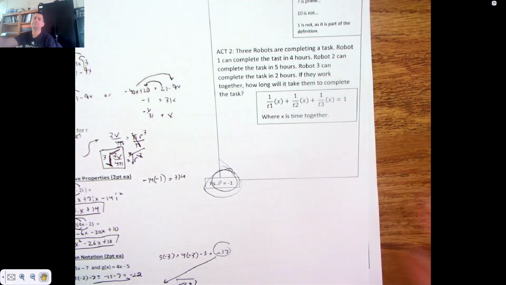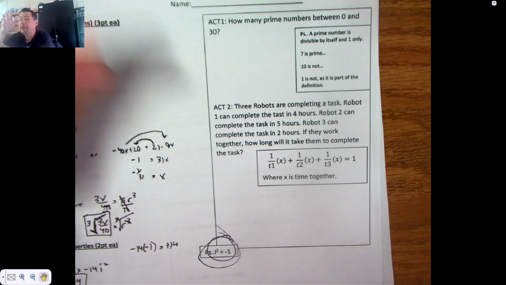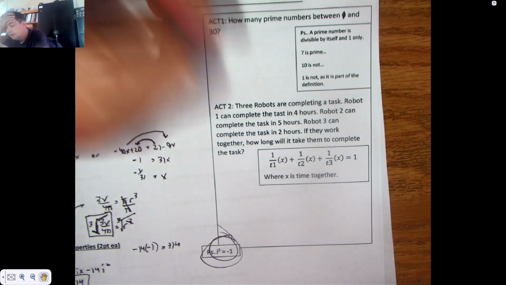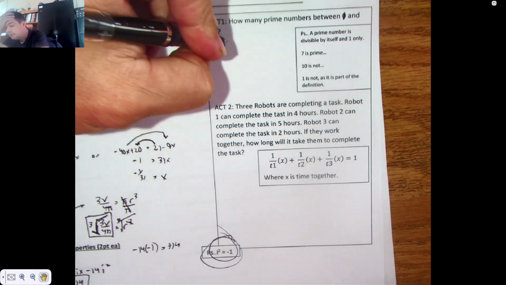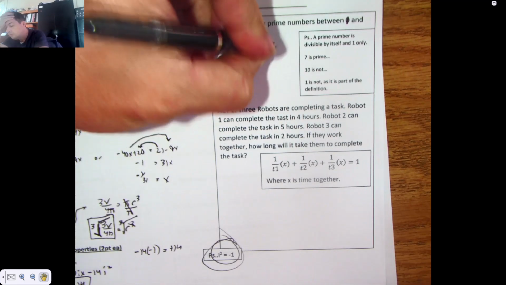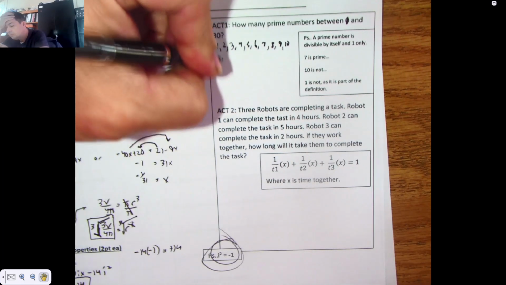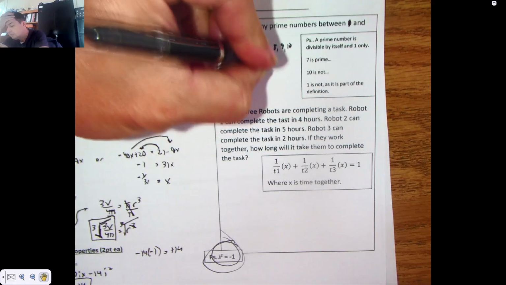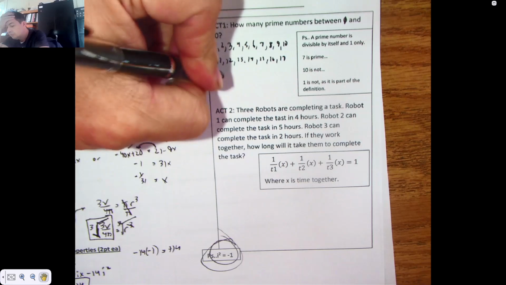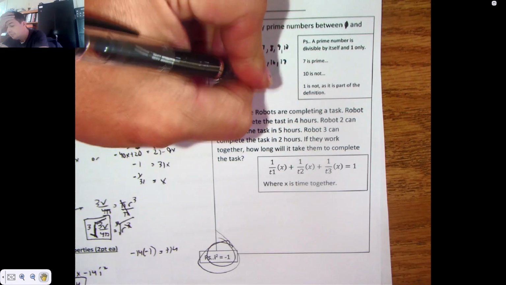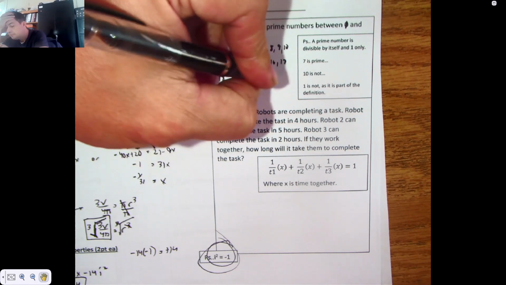ACT stuff is next. How many prime numbers between 0 and 30? So I'm just going to write down the list: you've got a 1, you got 2, and so on. The reason I'm writing down the list is so that I can mark off the ones that are primes, or circle the ones that are primes.